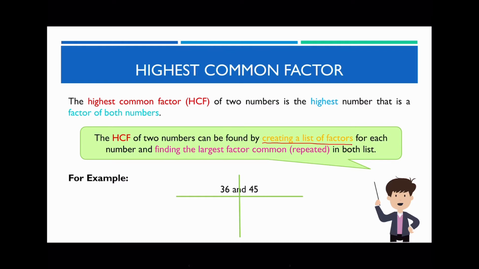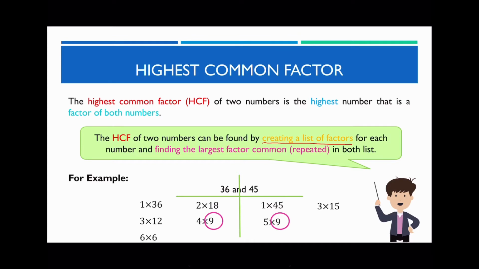So for instance, if the question says, find the highest common factor of 36 and 45, what I've done is divide this into a little table over here. On each side of the table, I'm going to write down all the factors of 36 and then all the factors of 45. So if I do this, the factors are 1 and 36, 2 and 18, 3 and 12, 4 and 9, and 6, 6. Okay, so these are all the factors of 36. I'm going to do the exact same thing on the other side. These are all the factors of 45.